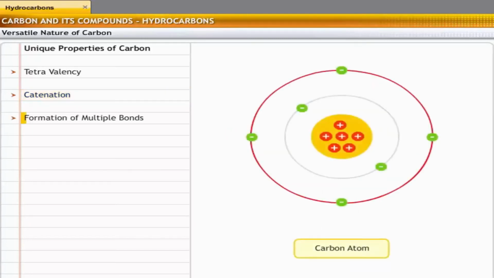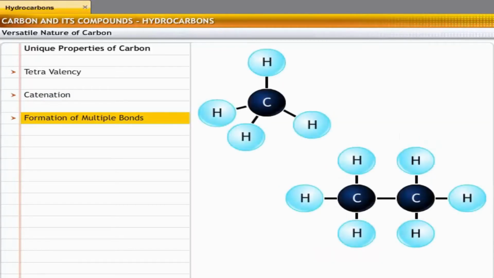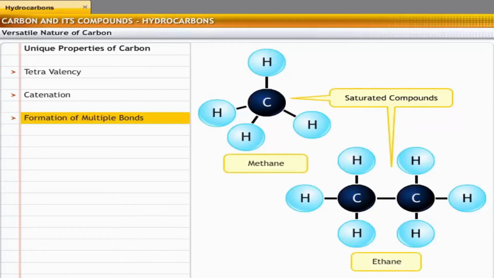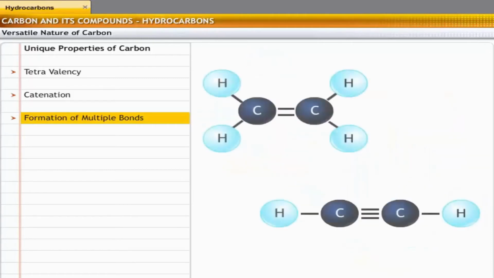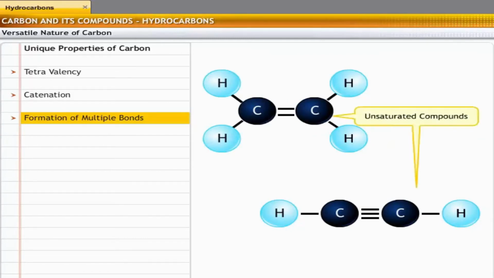The last unique property is the formation of multiple bonds. Carbon atoms are capable of forming multiple bonds with other carbon atoms. The compounds of carbon, which are linked by only single bonds between the carbon atoms, are called saturated compounds. For example, methane, ethane, etc. Compounds of carbon having double or triple bonds between their carbon atoms are called unsaturated compounds. For example, ethene and ethyne are unsaturated compounds.